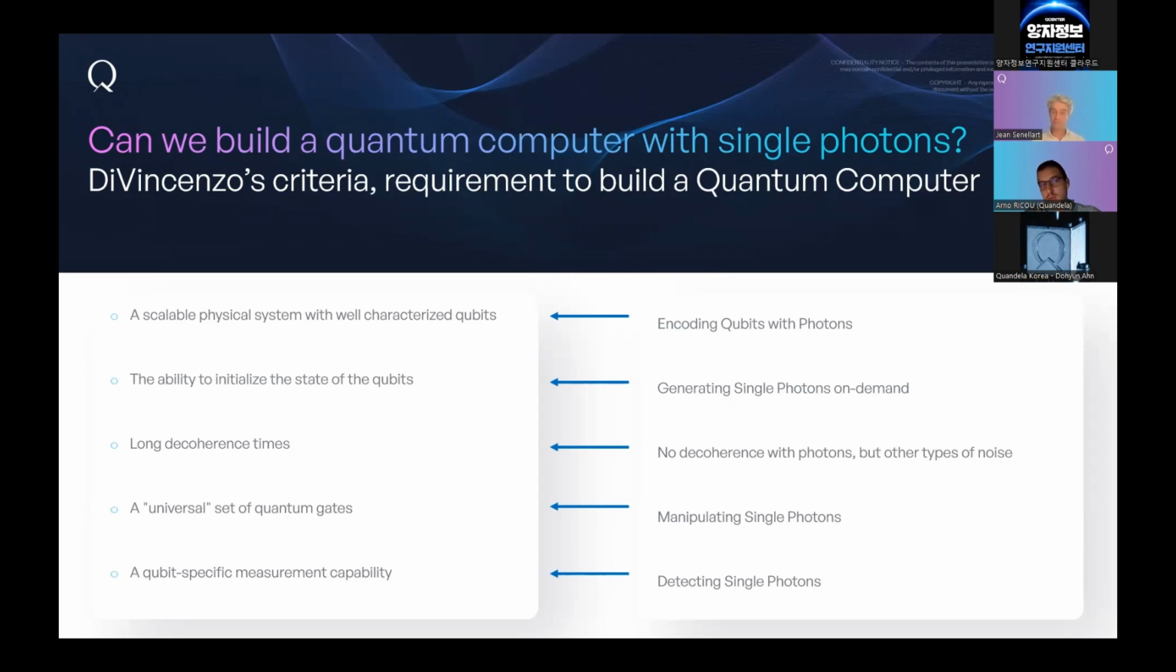We don't have decoherence with photons. So we have, so to speak, infinite decoherence time. But we have other types of noise, such as loss, which we're going to mention. And we have a universal set of quantum gates manipulating single photons. Remember, it's the 2001 paper by Knill, Laflamme, and Milburn. And we know how to detect single photons, so that would be our qubit-specific measurement capability.